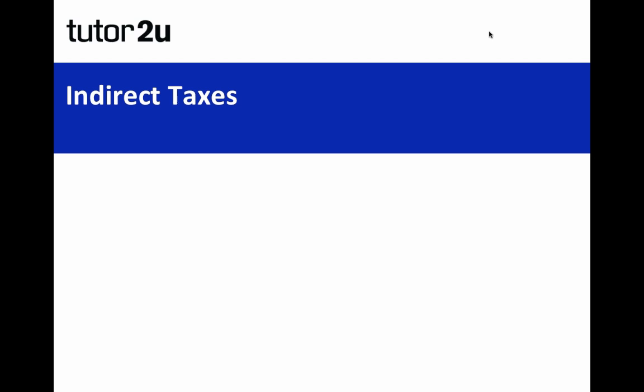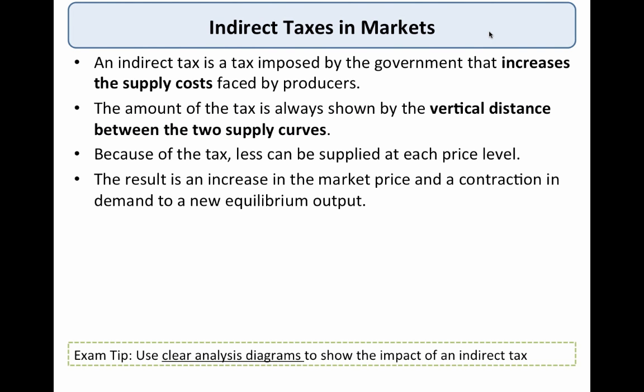So we're going to kick off tonight by looking at indirect taxes. Well, it's important to define terms well. Indirect tax is a tax clearly imposed by the state. But the key point here is it's a tax on the producer. So indirect tax is going to add to the supply costs faced by a producer of a good or service. And the crucial point when showing the diagram is that the level of tax is indicated by the vertical distance between two supply curves. We'll have a look at that in some diagrams in just a few seconds.